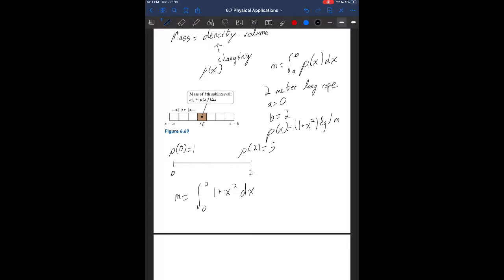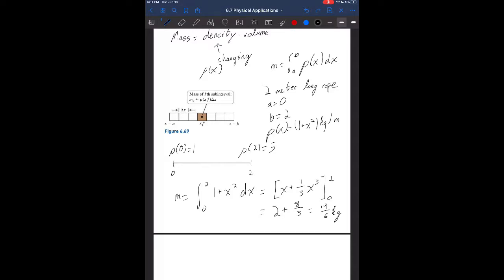If I do the integration, this is going to be x plus 1/3 x cubed, evaluated from 0 to 2. Plugging values in, this is going to be 2 plus 8/3, which is equal to 14/3 kilograms.